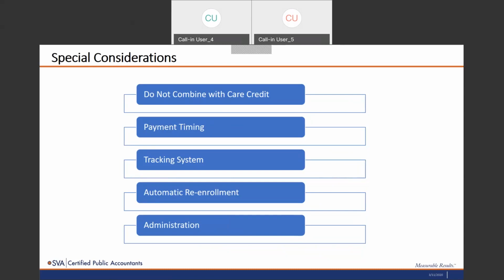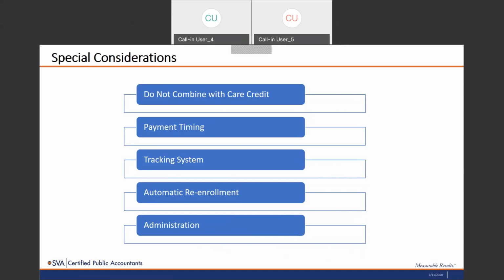Automatic re-enrollment is something to think about. Once somebody signs up initially, do you want them to automatically be re-enrolled every year and to resend them a bill or charge them somehow for that? Or do you want to force patients to think about that and re-engage them every time their period of dental membership plan is running out and it's time to re-up?